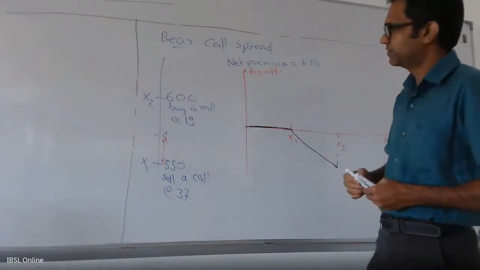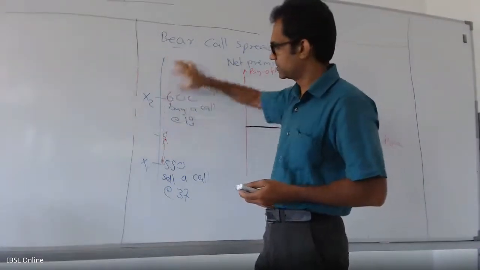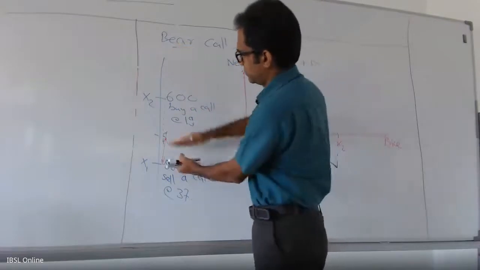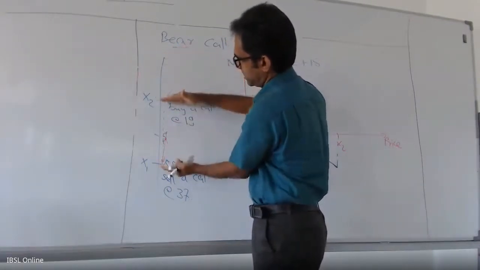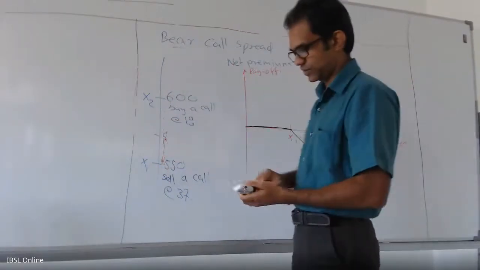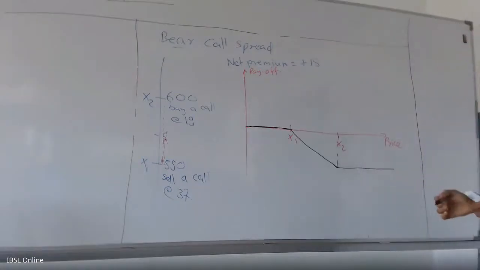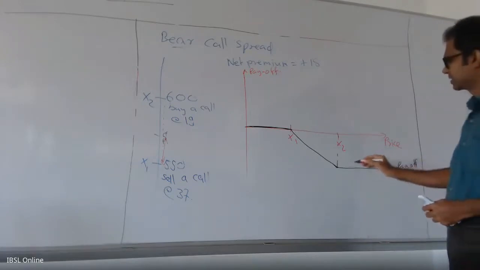Then what would happen when the price goes above 600? Both parties will exercise their rights. So you have to pay this, you receive this. The net is you are paying the difference between those strikes. Then it will be again flat. This is the payoff.